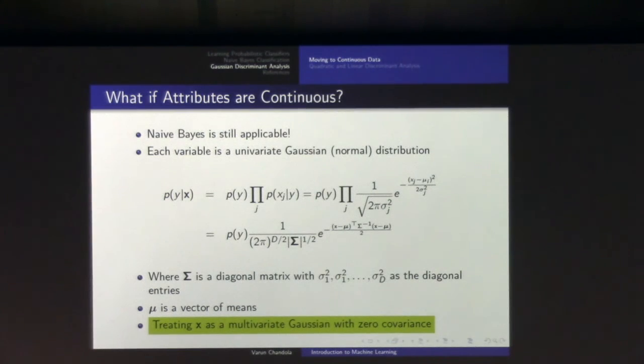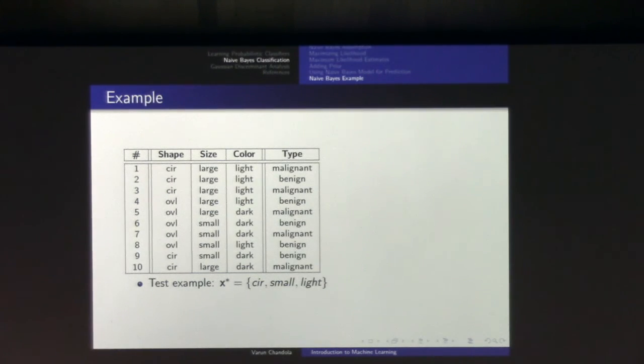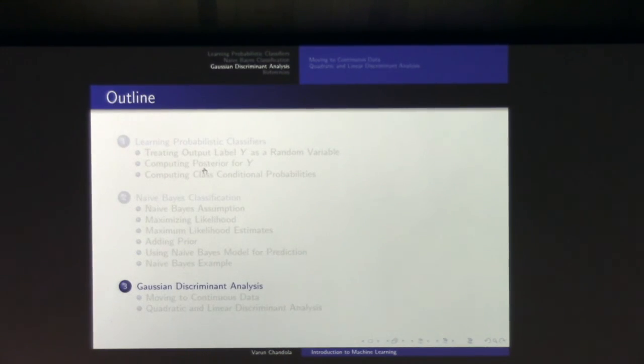So the next question is: what happens if my attributes are continuous? For example, if I go back here, in this example each one of my attributes was taking 2 possible values. What if these are continuous? So let's say the size is actually a number that can go between -infinity and infinity, and the color is some gradient of the color, and the shape, forget about the shape. So let's say they're all continuous.